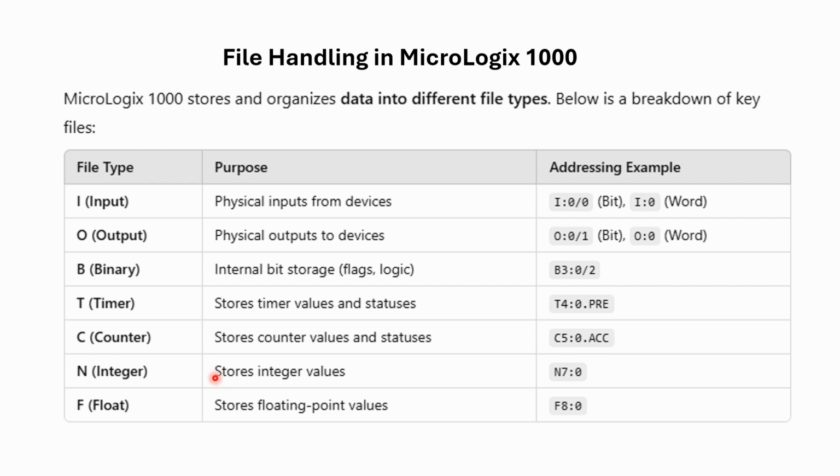You got the integer files like N7:0, and then float, which is basically F8:0. So if you want to have mathematics where you're dealing in not just strictly integers, but you want to have floating point values like 8.5, things like that, then you want to be using the floating registers.